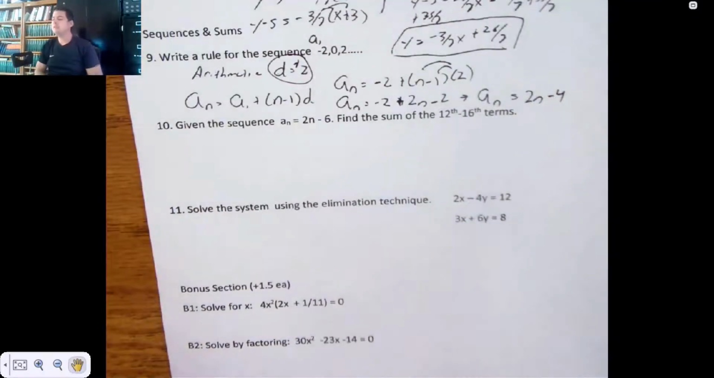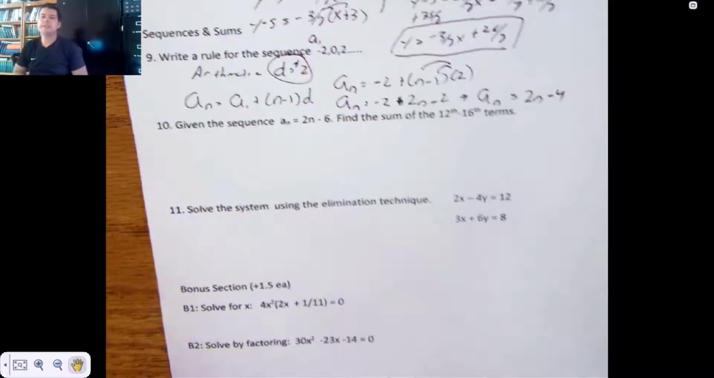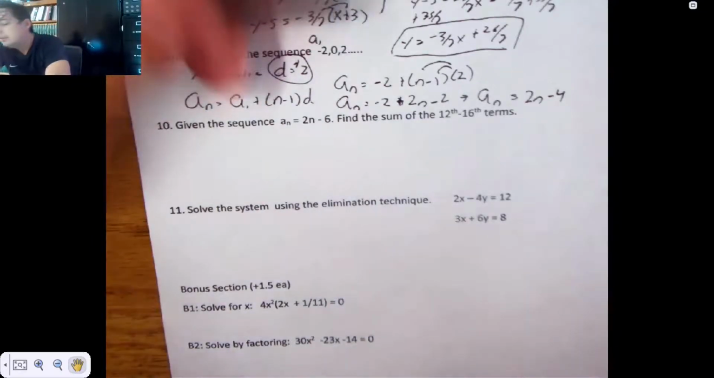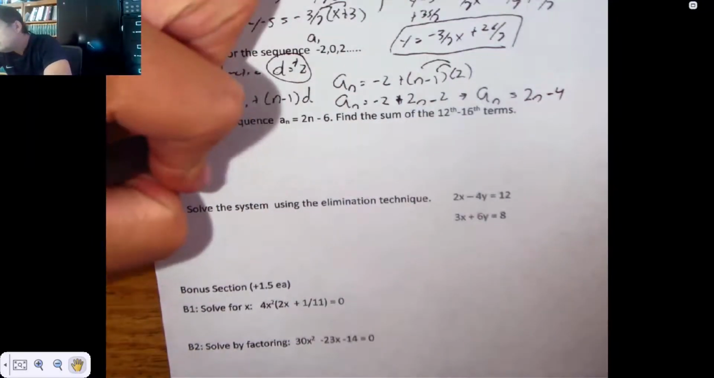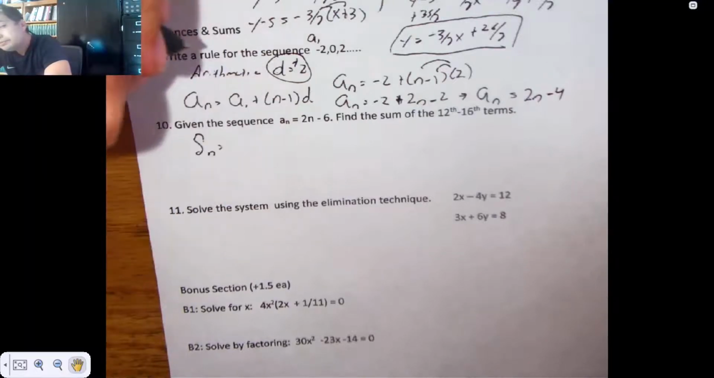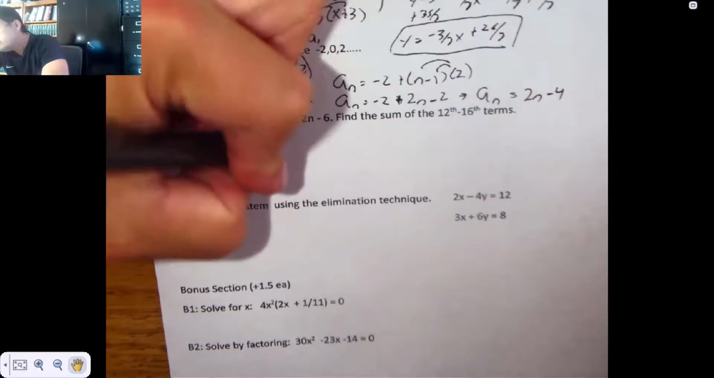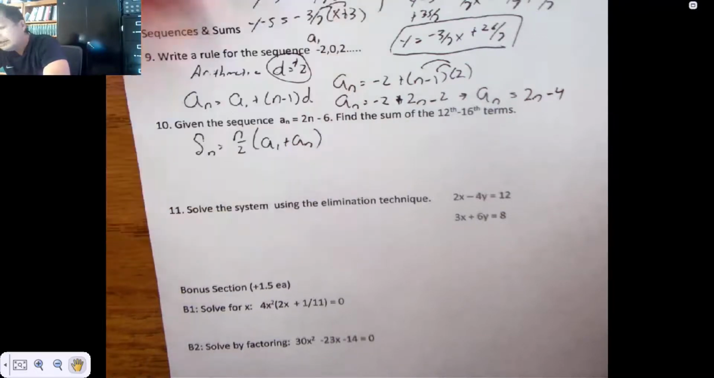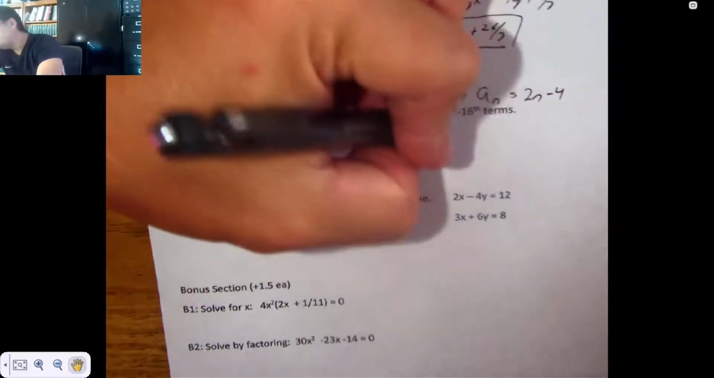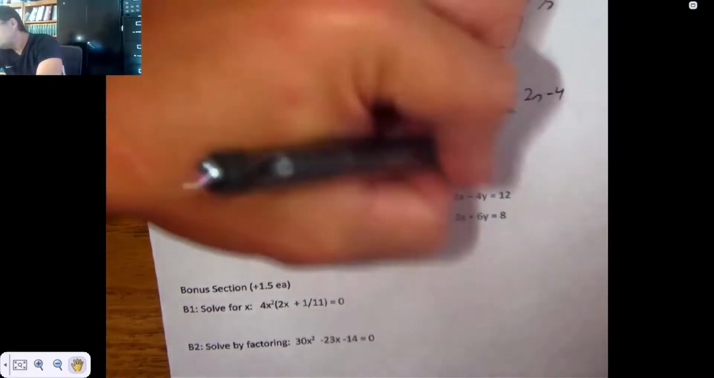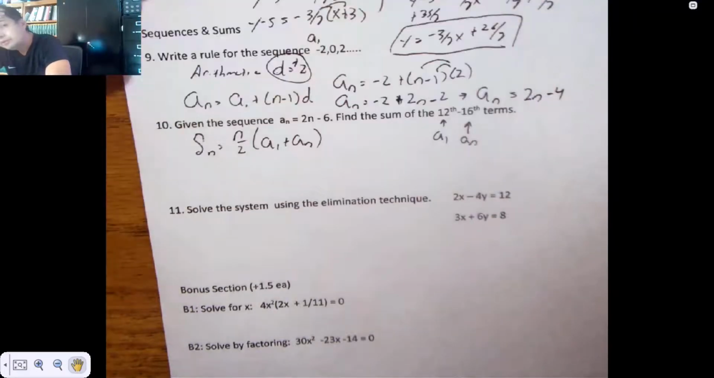10. Given the sequence a sub n is 2n minus 6, find the sum of the 12th through 16th terms. So you've got a formula for the sum of n terms. It is n over 2 times a sub 1 plus a sub n. Now in this case, this is the first term. This is the last term. So I have to find them.